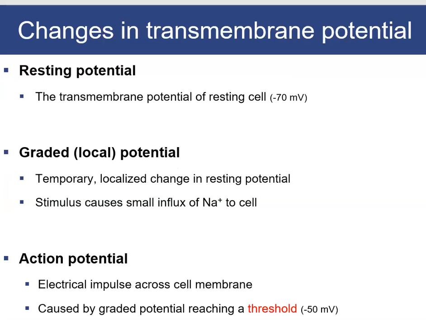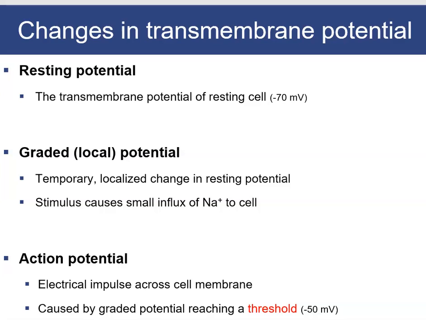So let's look at some important numbers relating to this transmembrane potential. The resting potential. This is the transmembrane potential of a resting cell. As we said before, this number is -70. Our cells, neurons, are always being bombarded with different signals, and they will create a graded or a local potential. So a stimulus can produce a temporary change in the resting potential. These stimuli can cause small influxes of sodium, not enough to create an action potential.